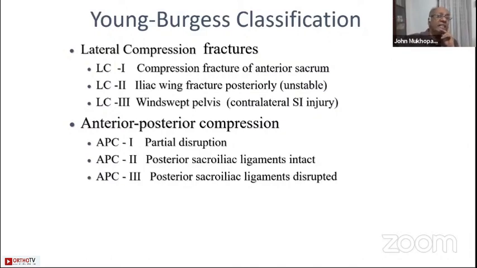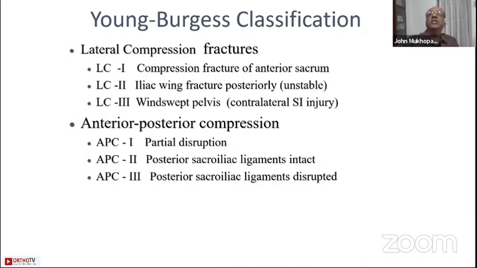When you come to the LC2 injury, you still have the anterior injury, but the posterior injury is usually an iliac wing fracture, often a crescent fracture involving the SI joint. In the LC3 injury, you have a compression fracture on one side but also a contralateral SI injury. So while you have a lateral compression injury on one side, the injury on the other side tends to be more like a posterior compression injury.